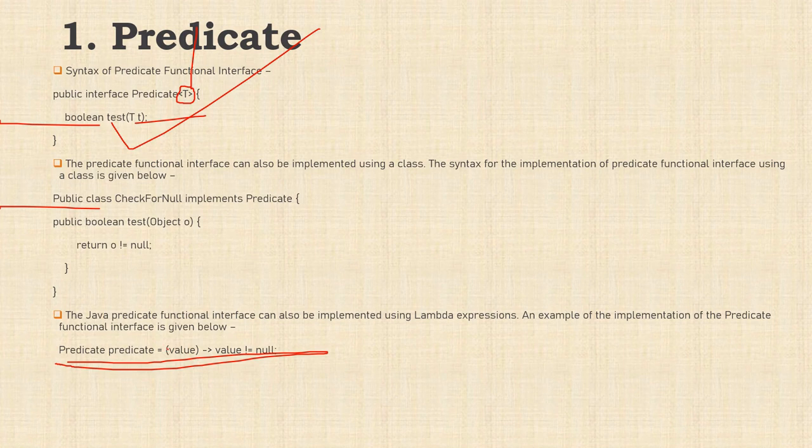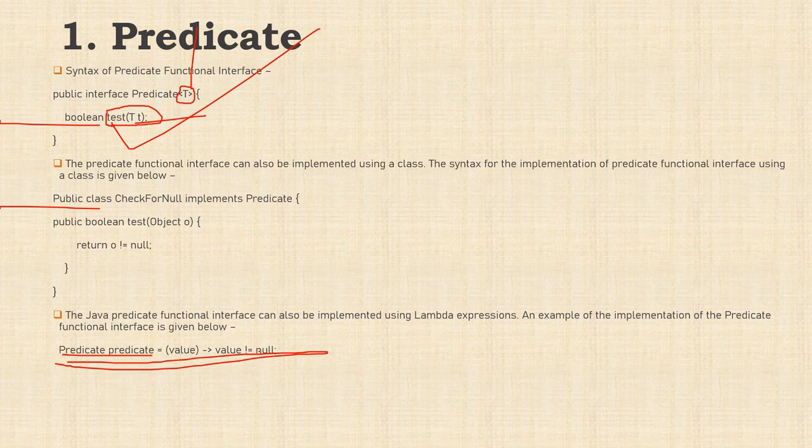So what is it doing here? This is the functional interface, the predicate functional interface. In brackets we are writing value. So if you are writing a value inside the brackets, it is pointing to the test method, because there is only one method inside the predicate. And what we are doing here is doing some processing and returning true or false: value not equal to null.